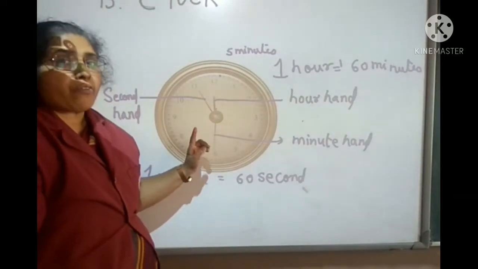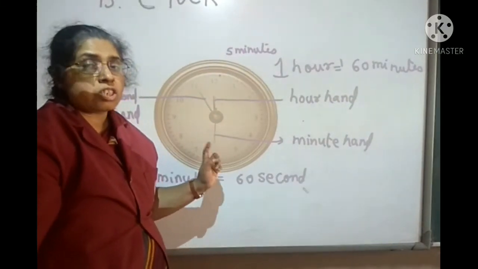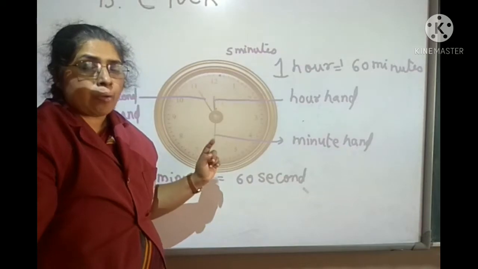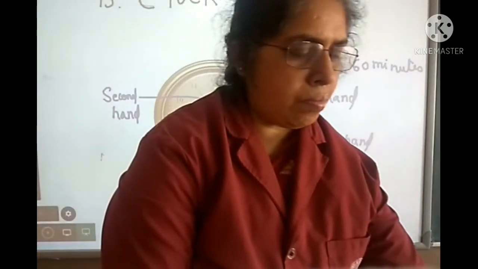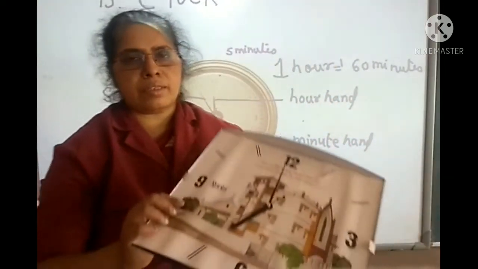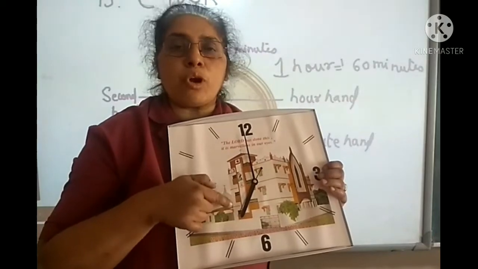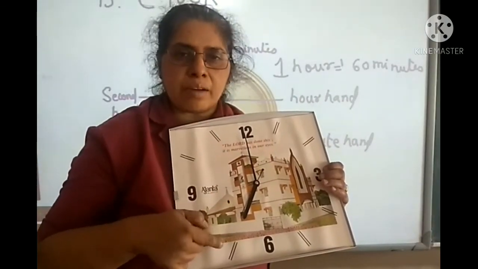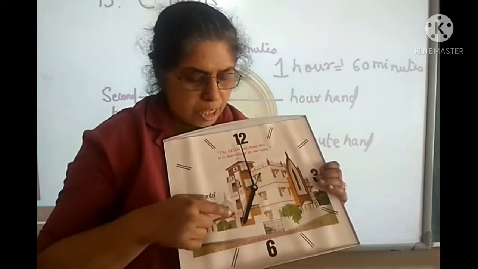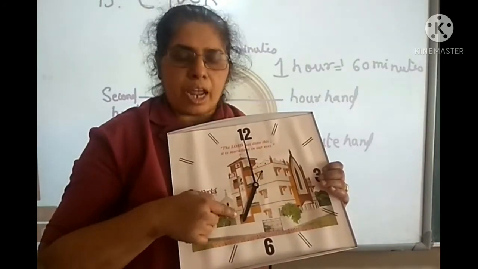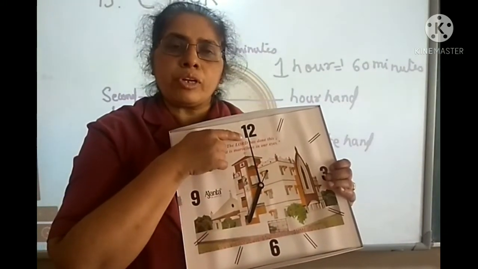So, I hope you have understood the clock. Now, I am going to teach how to write the time, how to say the time. For this, we have to see the small hand. Small hand is on which number? That shows the time. See this one, this small hand is on 7 and the big hand is on 12.